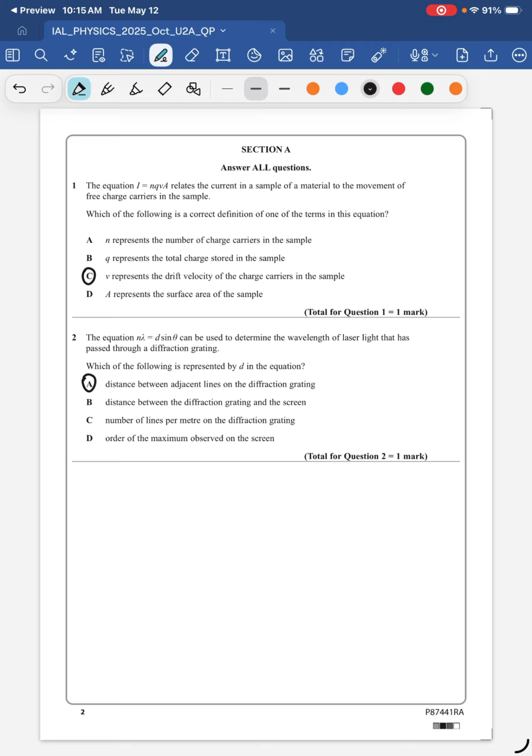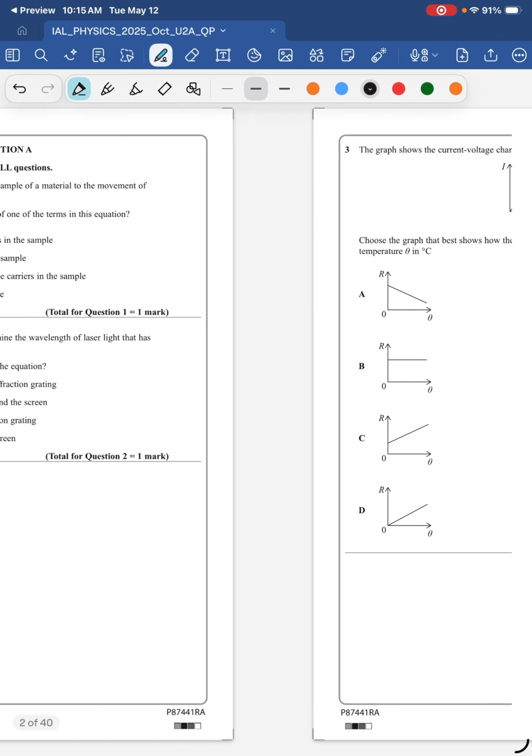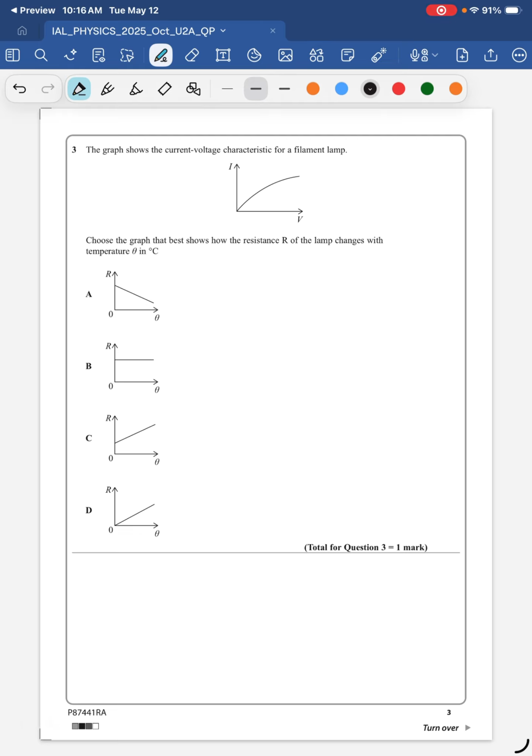B, the distance between the diffraction grating and the screen. No. C is the number of lines per meter on the diffraction grating. That's actually 1 over d. Okay. And then D, the order of the maximum observed on the screen. That's n. Okay, so let's move on. Question 3. The graph shows the current voltage characteristic for a filament lamp. Choose the graph that best shows how the resistance R of the lamp changes with temperature.